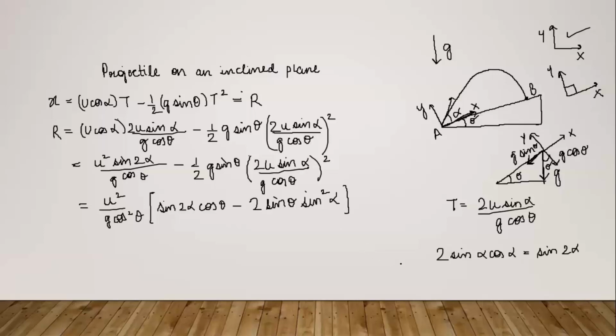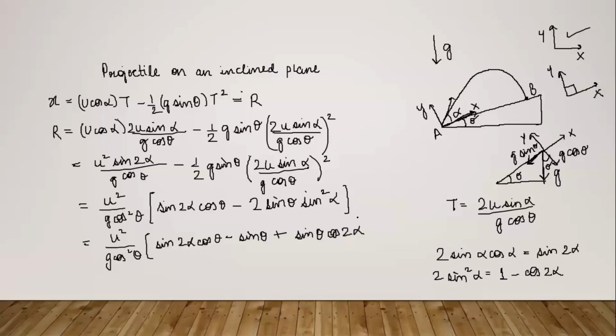Now there is also one identity in trigonometry, which is that 2 sine square alpha can be broken down into 1 minus cos 2 alpha. So when we break this down, where we are writing this 2 sine square alpha, this is what we get over here. And again, there is an identity in trigonometry: sine 2 alpha and cos theta, that is this term, and sine theta and cos 2 alpha. When we add both these terms, we will get sine 2 alpha plus theta.